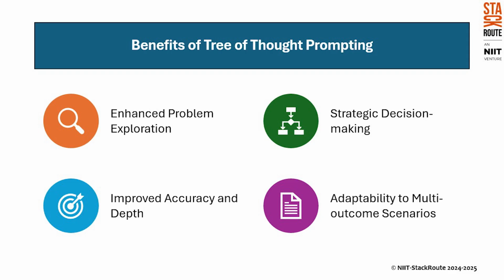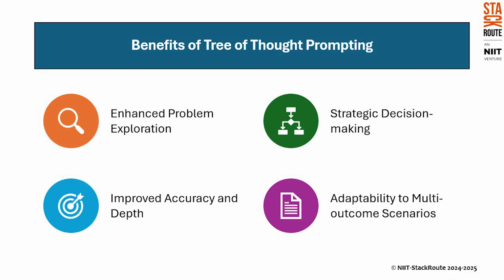Let's look at some of the benefits of using tree of thought prompting. Starting with enhanced problem exploration. TOT is perfect for complex or ambiguous problems because it allows the model to explore multiple solutions in parallel. Then, strategic decision-making. By weighing different paths, the model can simulate a process similar to strategic planning, helping it identify the most promising solution based on potential outcomes.